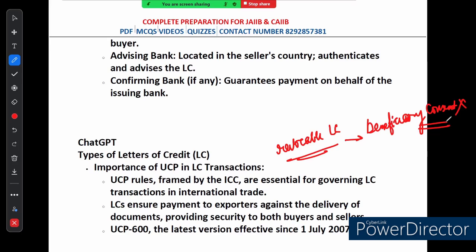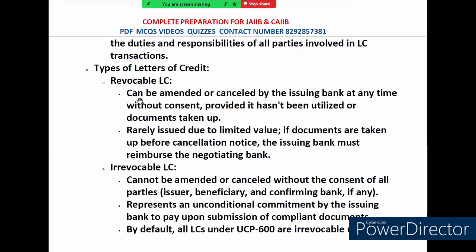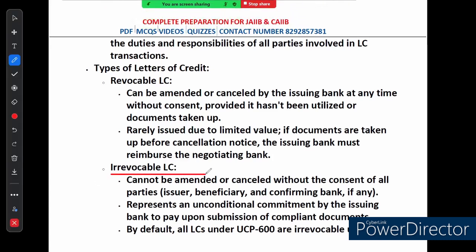Okay, so much more common is the irrevocable letter of credit. In the next slide you will see, first of all, we have seen the revocable one, which can be amended and cancelled, and the second type is called the irrevocable letter of credit. This type of LC cannot be changed or cancelled without the agreement of all the parties involved. That means without the consent of all the parties.